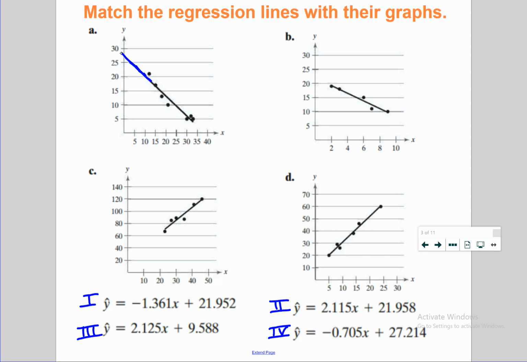So for that first one, letter A, which of the 4 equations at the bottom do you think would be the best fit? Number 4. It has a negative slope because the line's going down. That's the number in front of the x. And it looks like about 27 is where it's touching the y-axis. Okay, what about letter B? Number 1. Again, it has a negative slope, and that's actually the only other one on the list that has a negative slope. Okay, what about C?